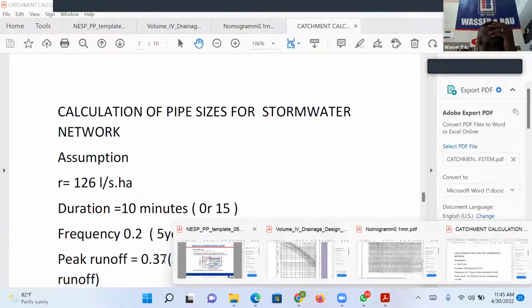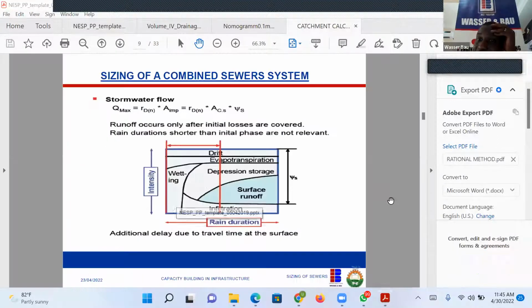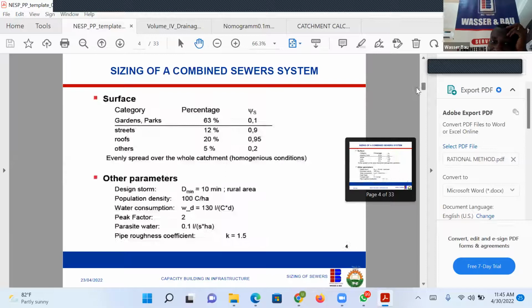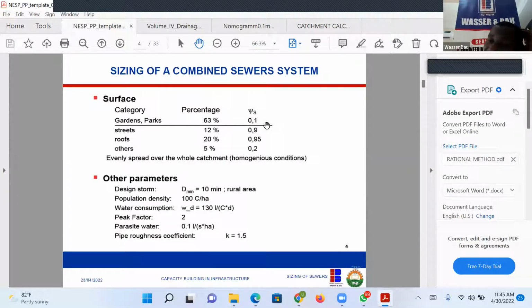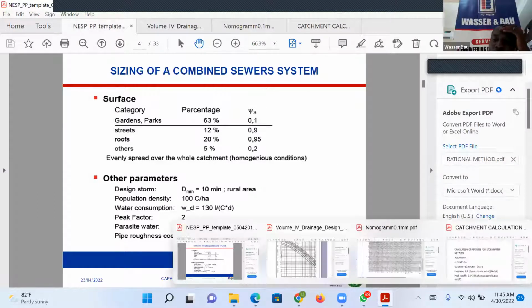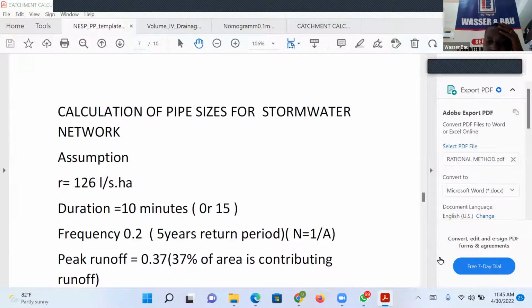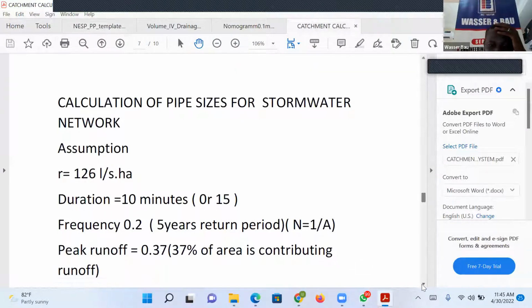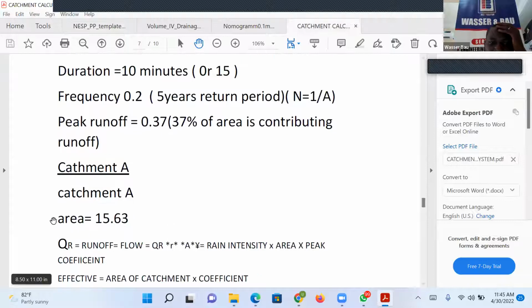You can assume it, but I've also shown you how to get it theoretically. This is it. What is the green area? 63%. What is the street? Asphalt street. What is the roof area? What is the others? These are the different coefficients. If you take the mean weighted average of this, you get 0.37. So you now multiply the area.